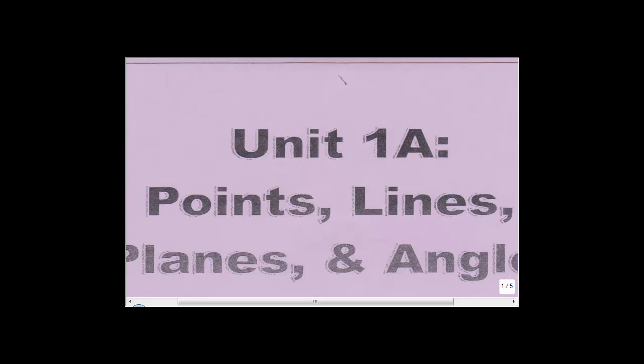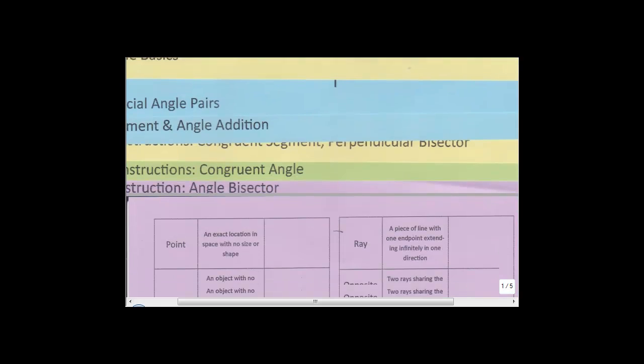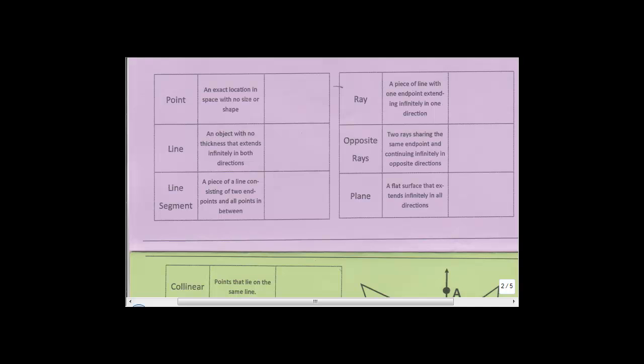We're going to start with Unit 1A, Points, Lines, and Planes. We're going to do the first flap of the foldable today. It's all just vocabulary words. So go to where it's purple on top and green on bottom. We're going to start with the purple on top first.